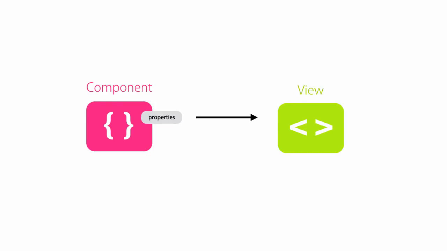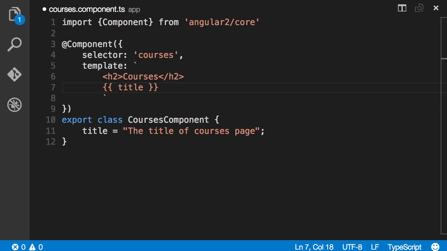Now, if the value of this property in the component changes, the view will be automatically refreshed. Angular will take care of that, so we don't have to do anything special. And this is called one-way binding. We also have two-way binding, which is used in forms. For example, when you type something into an input field that is bound to a property, as you modify the value of the input field, the property will be updated automatically. You will see that later in the course.